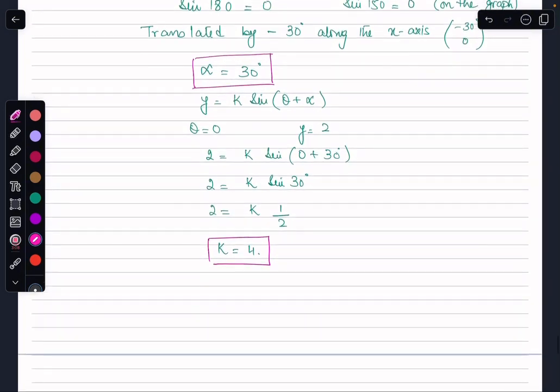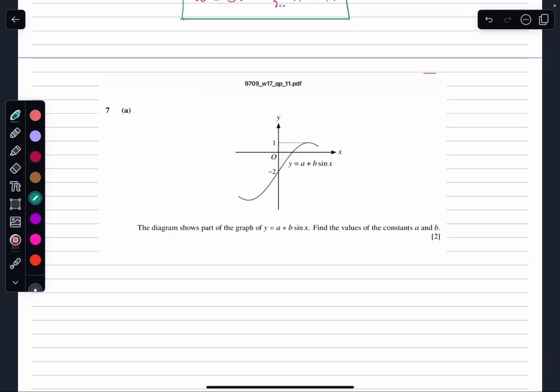Therefore, in the end, I can simply say that alpha is 30 degrees, and the k value should be equal to 4. That means the stretch should be equal to 4 over here. So this is how this question needs to be done. And so let's do one more question regarding the same concept.